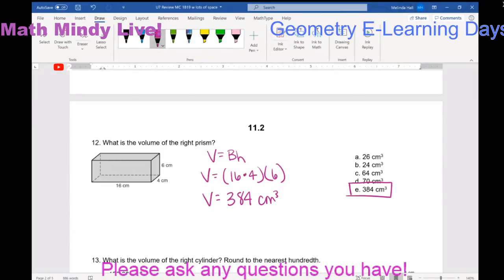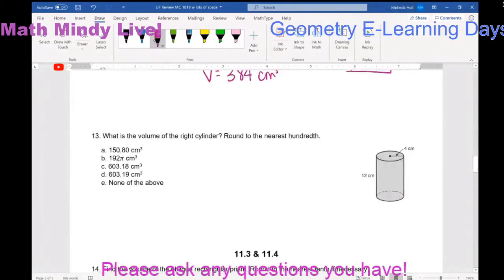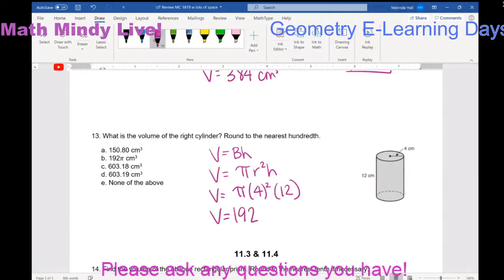So moving on down, with the right cylinder, our volume is base area times height. But because it's a cylinder, our base area is pi r squared. Given the picture, our radius would be 4, so we would have 4 squared, and then the h is 12 because that's the distance between the bases. And so 4 squared is 16 times 12 is 192 pi.